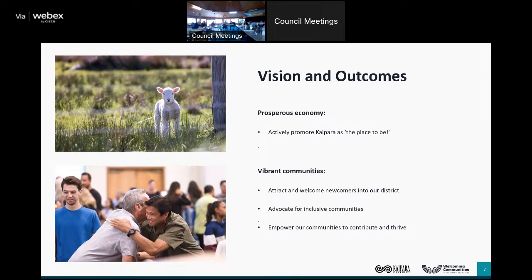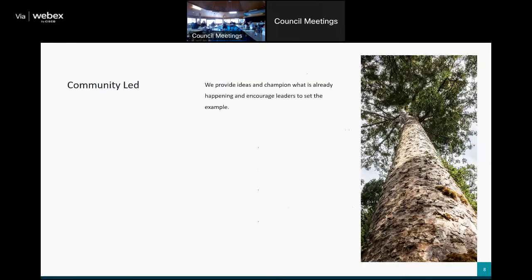The other key benefit to this project is how well it ties into the vision and outcomes plan. First, the contribution to a prosperous economy by highlighting Kaipara as a place to be is really big. And then obviously it's really well aligned to the vision for vibrant communities. So the Welcoming Communities project perfectly meets these outcomes.